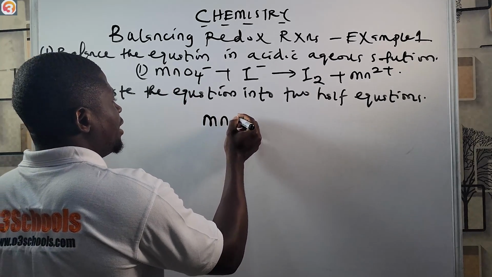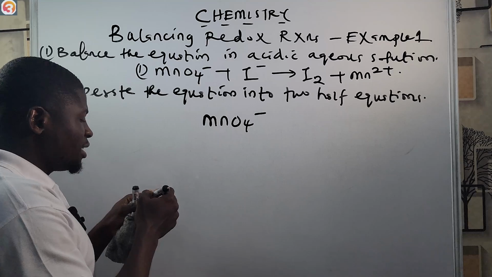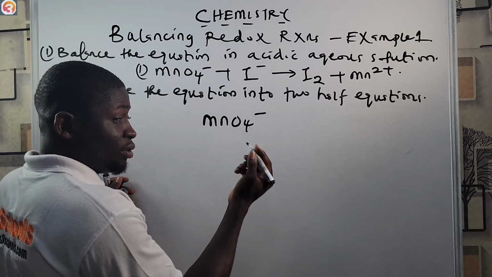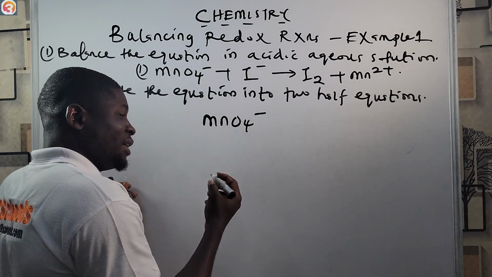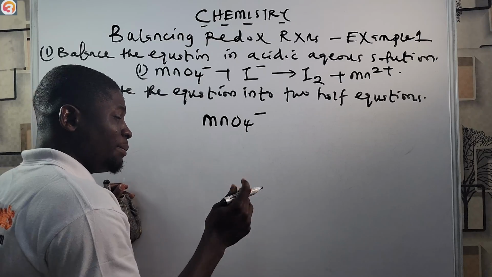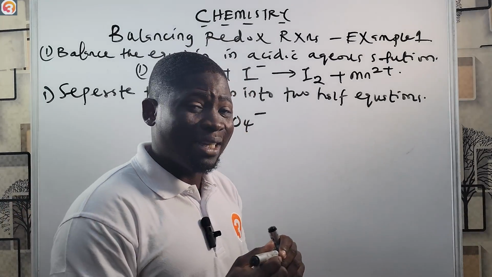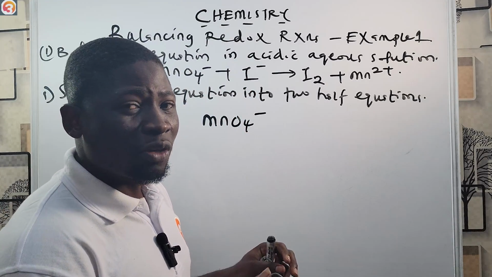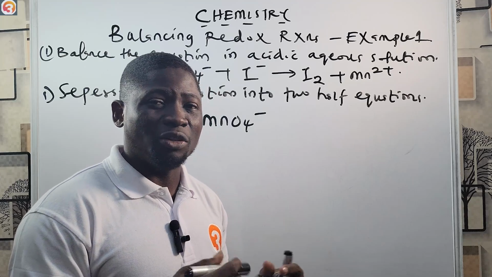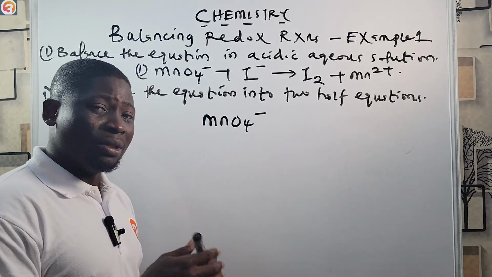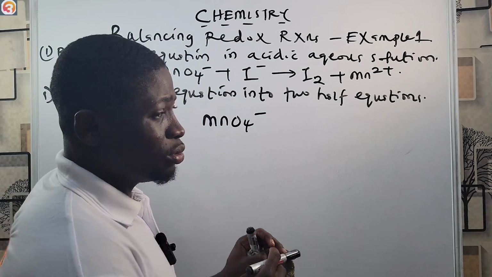I gave MnO4 minus, the oxidation state of Mn. Let's calculate. I've already told you in one of the episodes how to know the oxidation state of elements in compounds. For those of you that don't want to watch all the episodes, that's a problem. Everything you need for your exam is on this channel, so you do not need to bother.